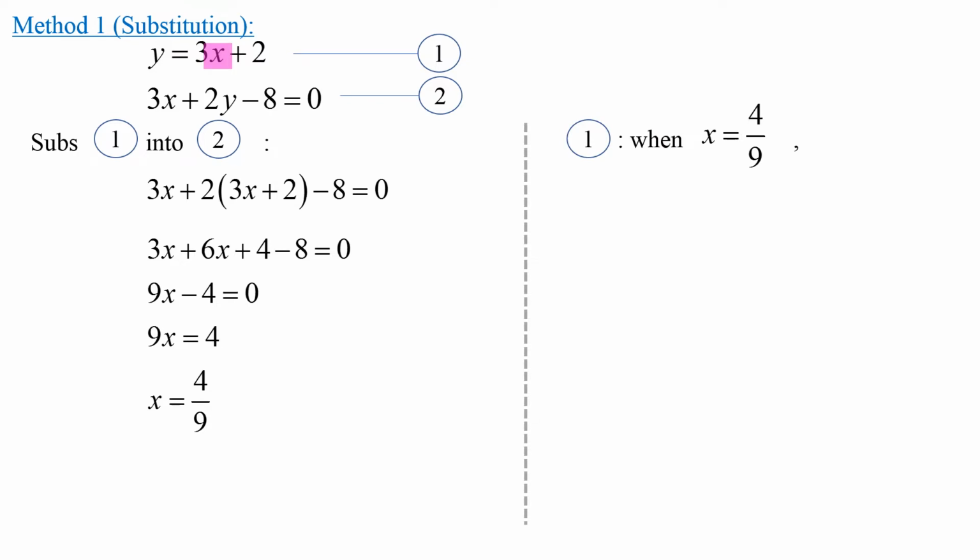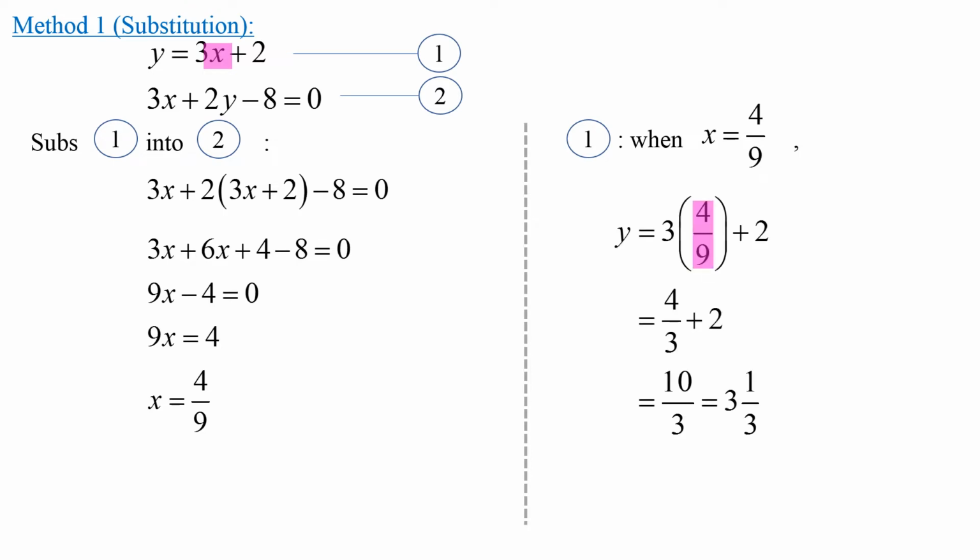Now we are not done. We'll need to find the value for y. So I'm going to substitute it back into equation 1 and replace x with our value 4 over 9. So on the right you see that I have written equation 1 gives us, when x equals 4 over 9, and before I proceed to write more working.